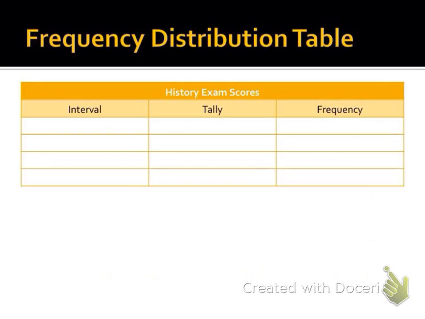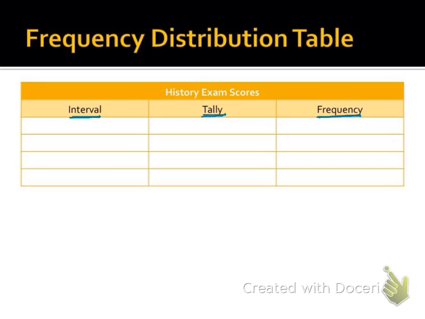Okay, so again, going back to our history exam scores, a frequency distribution table is usually divided up into 3 columns. The first column is for the interval, then you have a column for the tally, and a column for the frequency.